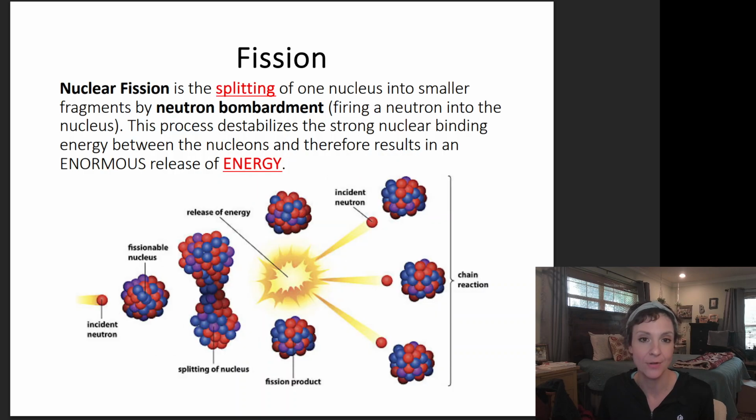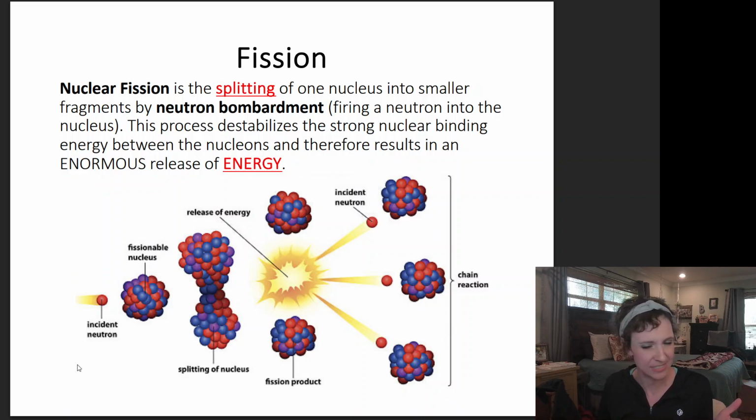Sure. Boom. Okay. So fission is the splitting of one nucleus into smaller fragments. I can accommodate or create this process by neutron bombardment, which means I fire a neutron into the nucleus of an unstable atom, making it even more unstable, breaking apart that strong nuclear force and splitting the atom into two or more substances, okay? That breaking of that super strong nuclear binding energy between my protons and neutrons inside of that nucleus results in an enormous release of energy.